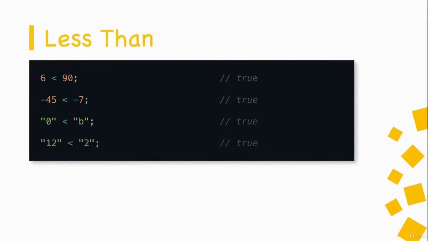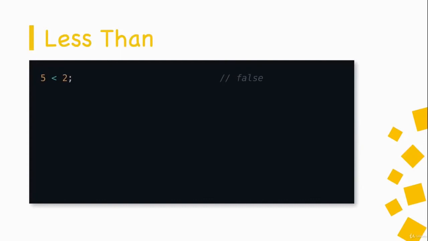And similarly, the string 12 is less than string 2, which returns true, but if they were numbers, it would have returned false. But because they're strings and the matching is done from left to right, character by character, 12 is actually smaller than 2.